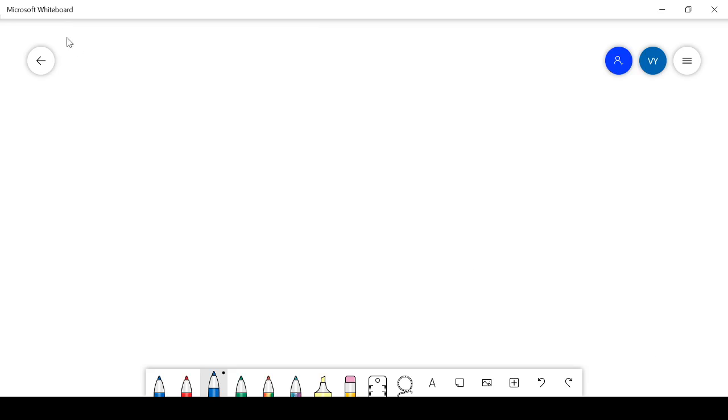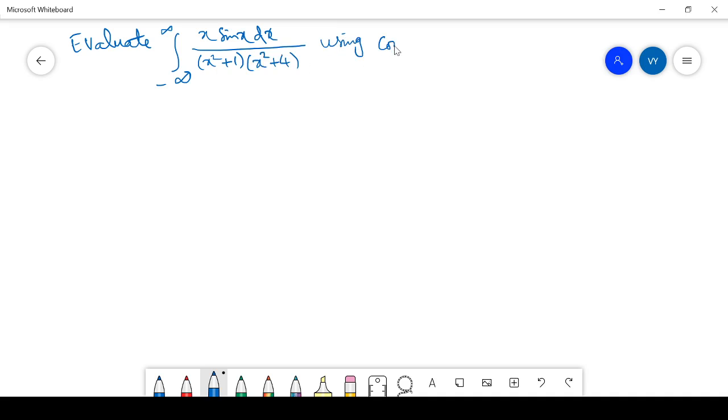We will now evaluate the integral from minus infinity to plus infinity of x sin x dx by (x squared plus 1) into (x squared plus 4) using contour integrals.